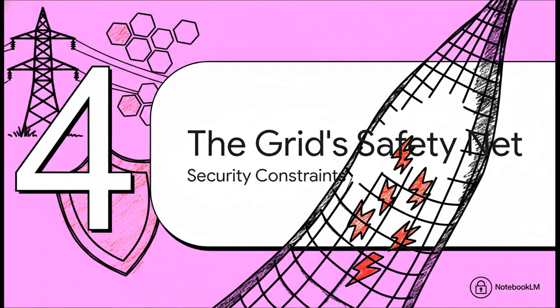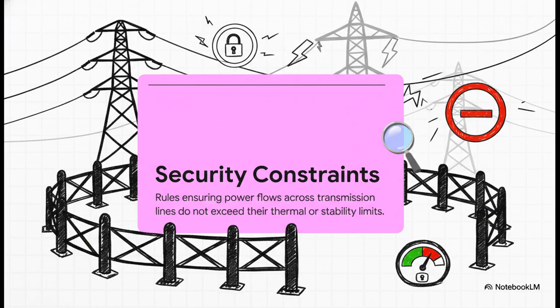All right, so we've got the cheapest cost and we've got balance, but we're still missing the most important piece of the puzzle, the part that actually prevents those blackouts we talked about. This is the grid's safety net. Think of these as the guardrails. Security constraints are simply a set of rules we add to our optimization problem that say, hey, no matter what, you absolutely cannot send more power down a transmission line than it is physically built to handle.